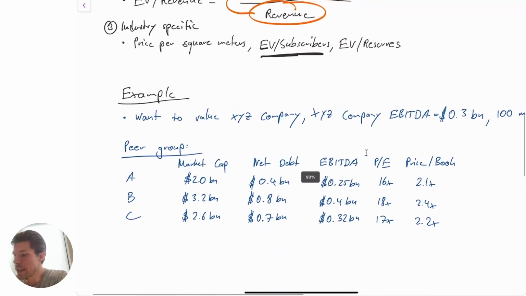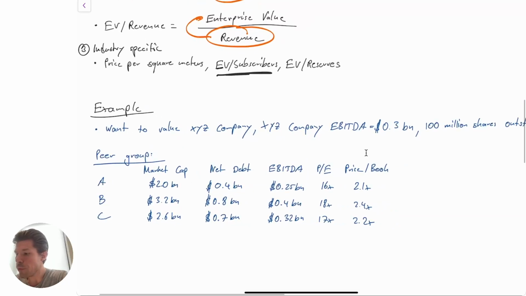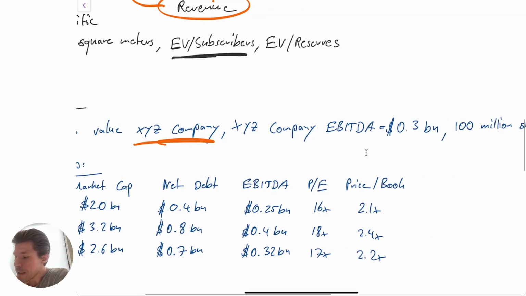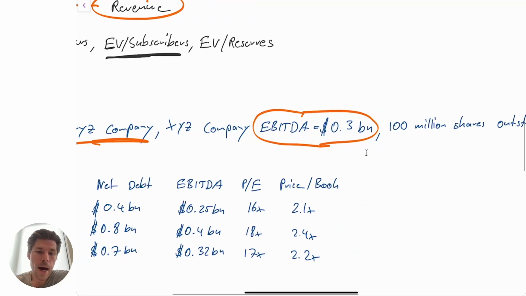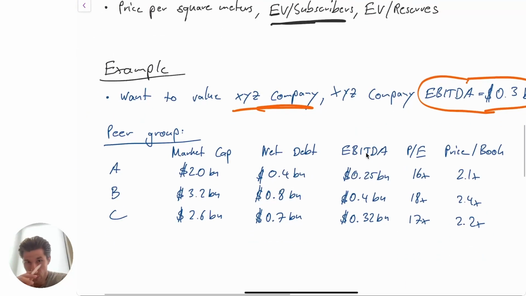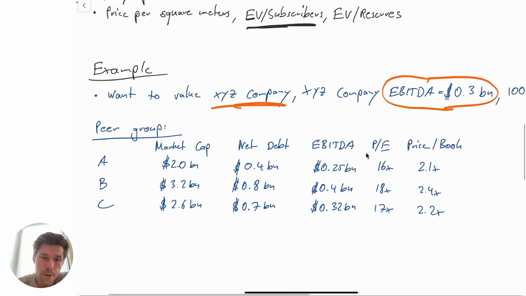Let's do an example. Let's assume, very simple, we want to value XYZ company. We don't have much information, we don't have a beta, we don't have a discount rate. It's very difficult for us to do a DCF. The only thing we know is that it has an EBITDA of 0.3 billion, and we know there are 100 million shares outstanding. So what do we do? We look at other companies, comparable companies. Here in our example, ABC, we call it the peer group. It's very important that those companies are as similar as possible to the company we want to look at.